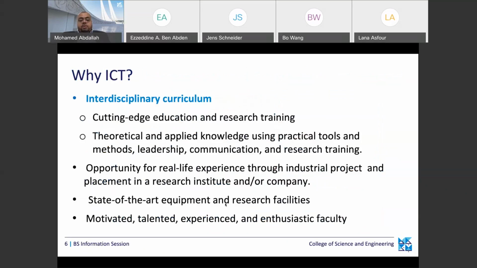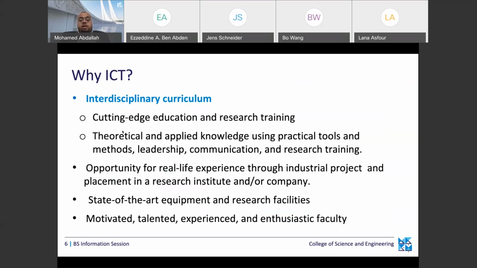So why our division? Our division has an interdisciplinary curriculum. Here at HBKU, in this program, we have cutting edge education and research training. As you all know, HBKU is mainly a research intensive university. We have a lot of graduate programs, and as Dr. Munir, our dean, mentioned, we have 5 programs here, master's and PhD, and we have this bachelor program. This kind of education with research is something we are proud of here at our division.